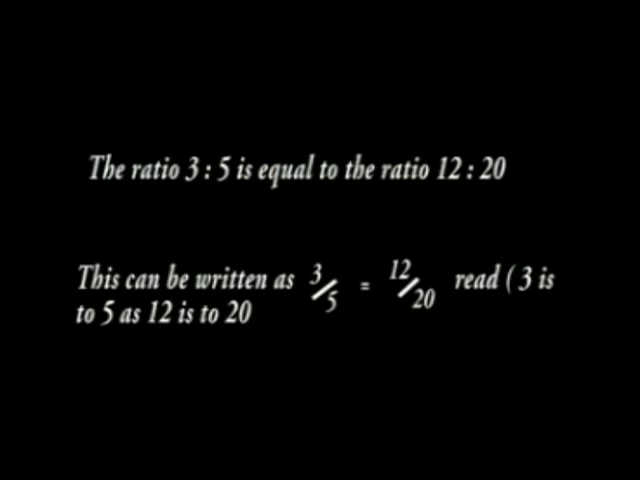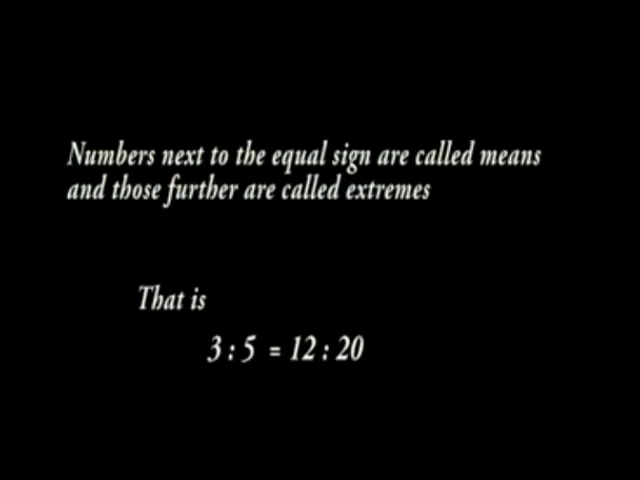In a proportion, the numbers next to the equal sign are called means, and those further are called extremes. That is, for the ratios 3:5 as 12:20, 3 and 20 are extremes, 5 and 12 are means. In a true proportion, the product of the means is equal to that of the extremes. That is, 3 times 20 is equal to 5 times 12.